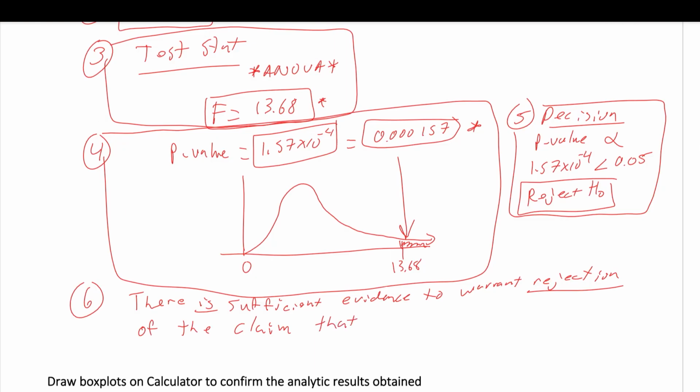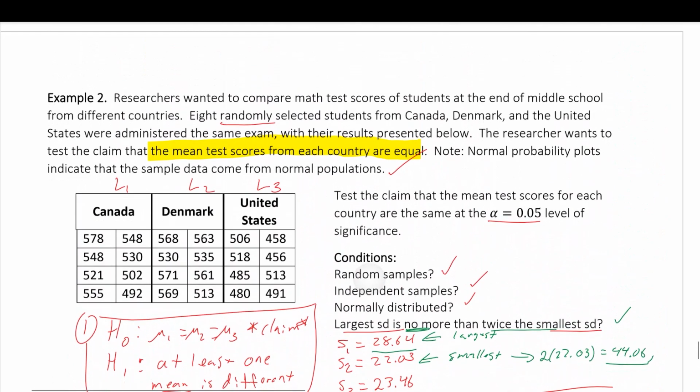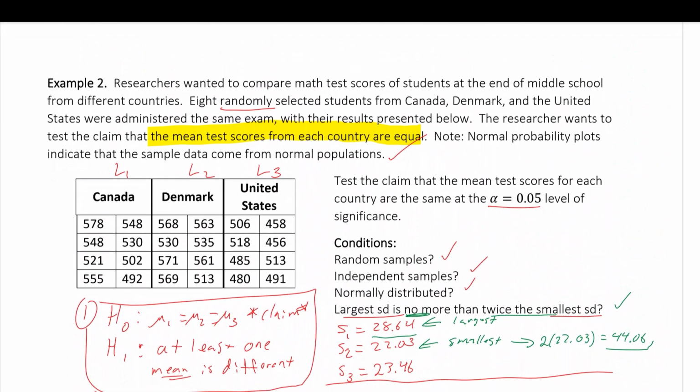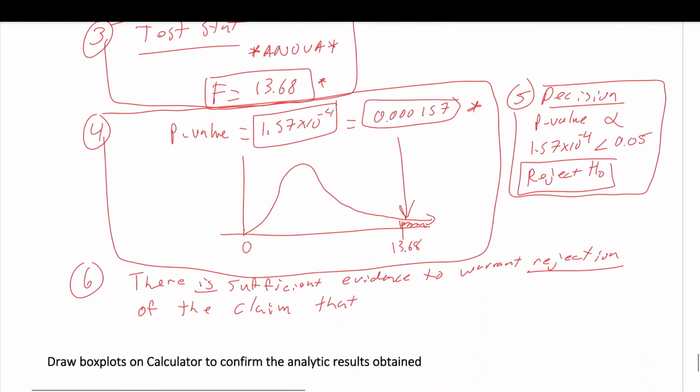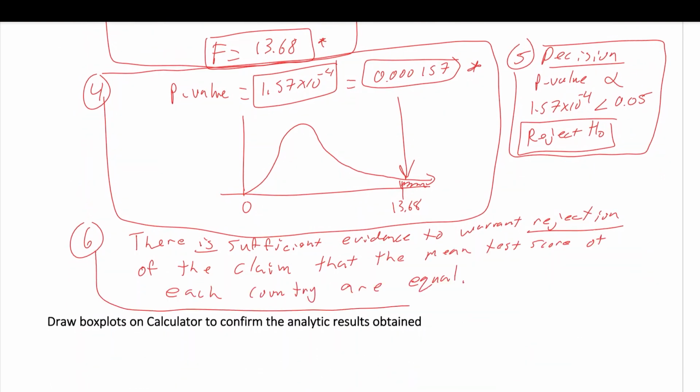And what was that claim statement? Well, if we go back up here, the claim is that the mean test scores for each country are equal. So we're rejecting that, which means they're not equal. Since we made this determination that the mean test scores of all 3 countries are not the same, we're rejecting that they are the same.